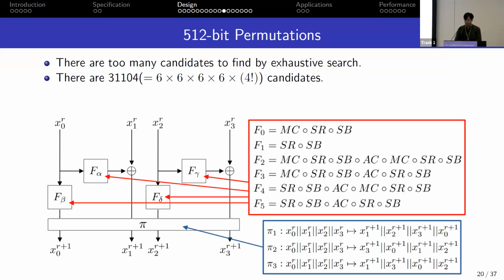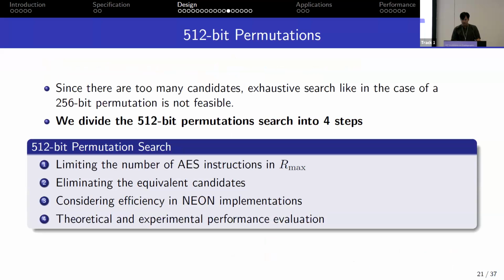Next, for 512-bit permutations, there are too many candidates to find by exhaustive search. There are about 31,000 candidates. Thus, we divide the 512-bit permutation search into 4 steps. The first step is limiting the number of AES instructions in Rmax. The second is eliminating the equivalent candidates. The third is considering efficiency in NEON implementations. And the fourth step is theoretical and experimental performance evaluation.